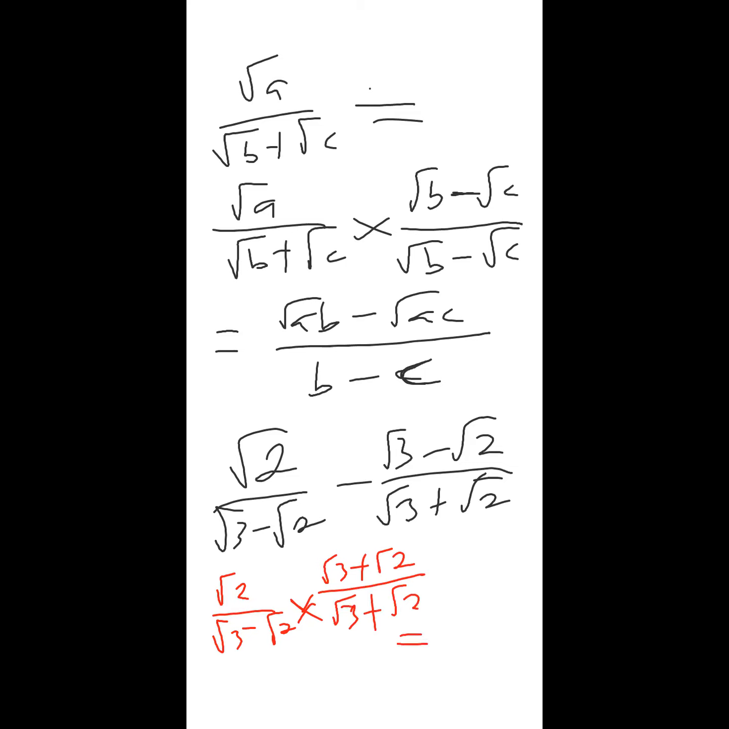If you expand this, what you are going to get is root 6 plus 2, because root 2 times root 2 is 2, all over, this one will now give you 3 minus 2. That is if you know what you are doing. So at the end of the day, 3 minus 2 will give you 1. Root 6 plus 2 all over 1 will just give you root 6 plus 2.